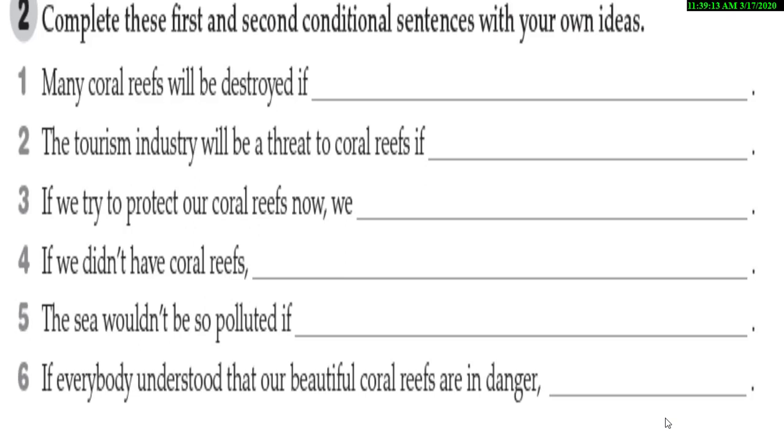Now, activity number two. Complete these first and second conditional sentences with your own ideas. So here, you have to complete these sentences with your own ideas. These sentences are of first and second conditional sentences. Let's start. Please have your time to write your own sentences, complete the sentences the way that you like, but they should be correct. Start, please. You will be given 5 minutes.